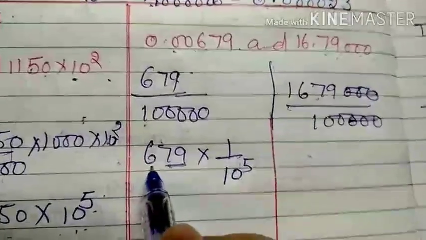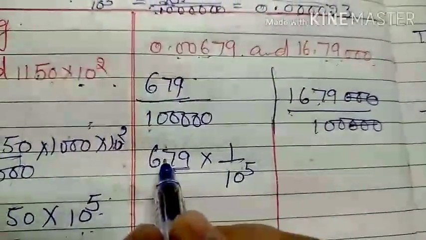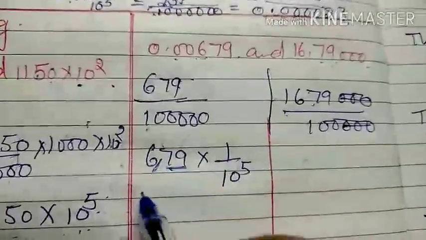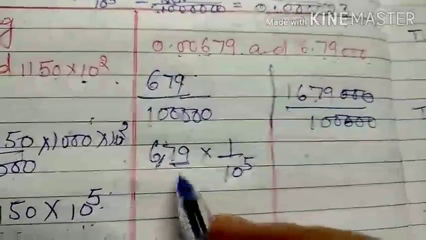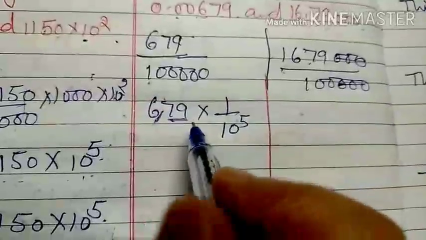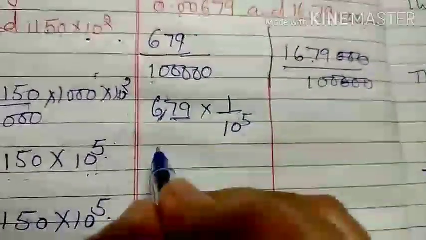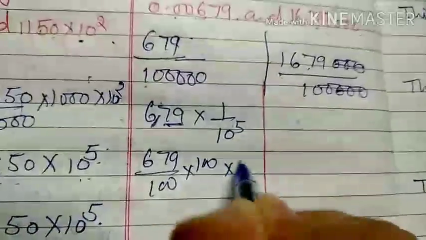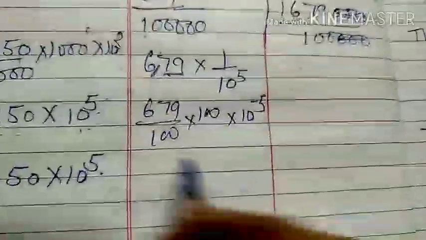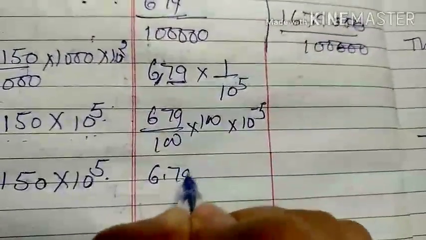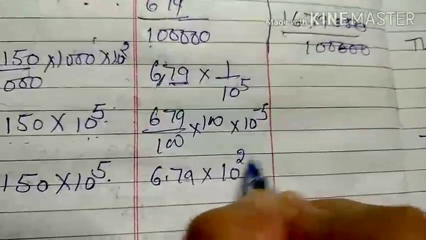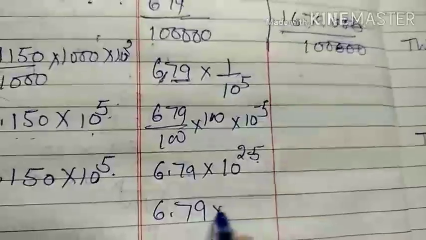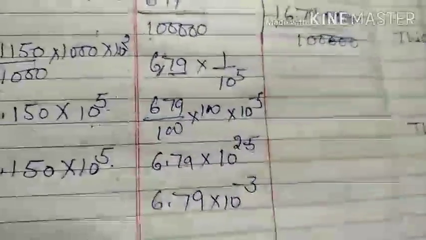So I need only one digit before the decimal and the rest of the digits should be kept after the decimal. First I count how many digits should be kept after the decimal, that is 2, like 1, 2. So I multiply and divide by 100 and this will be converted into negative power. Then 6.79 into 10 raised to power 2 minus 5. So that gives me 6.79 into 10 raised to power minus 3.